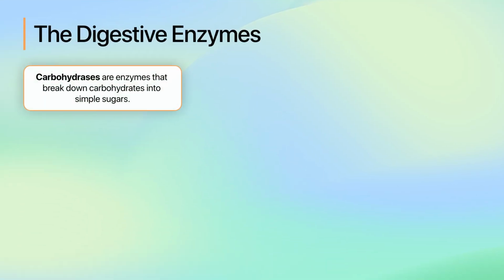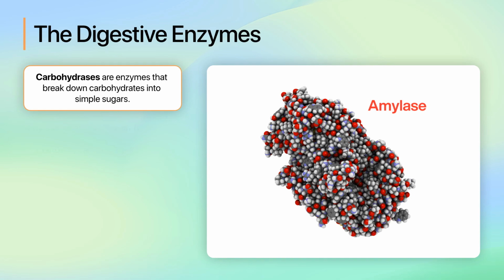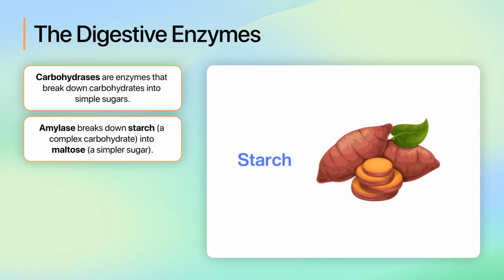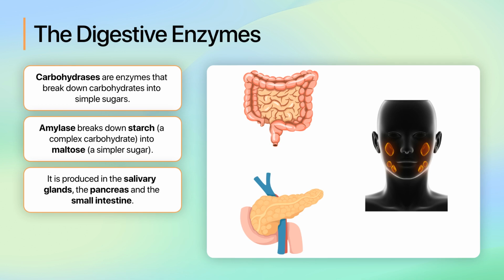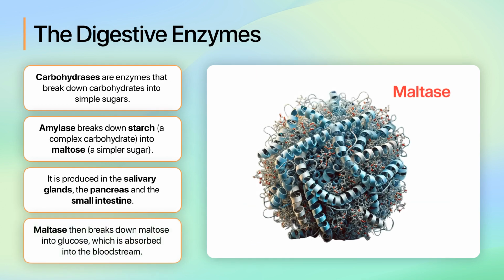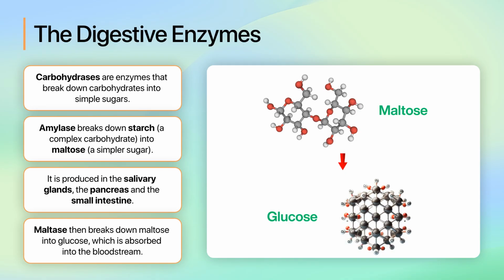Carbohydrases are enzymes that break down carbohydrates into simple sugars. One important carbohydrase is amylase. Amylase breaks down starch, a complex carbohydrate, into maltose, a simpler sugar. It is produced in the salivary glands, the pancreas, and the small intestine. Maltase, another enzyme, then breaks down maltose into glucose, which is readily absorbed into the bloodstream.